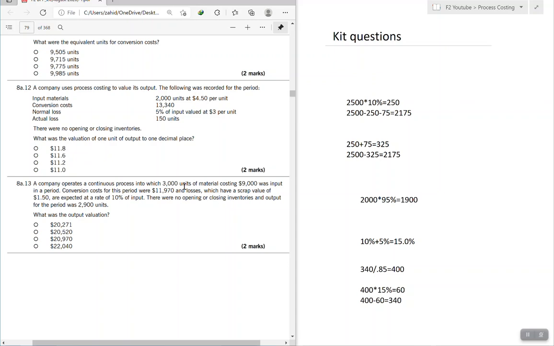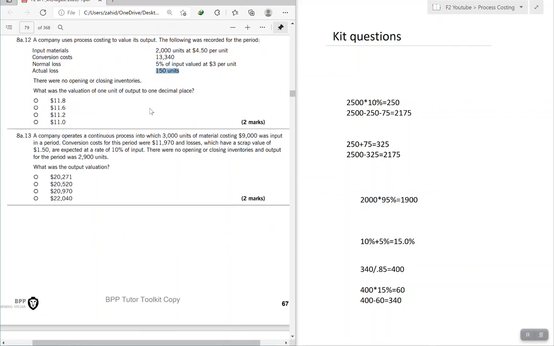What was the valuation of 1 unit of output to 1 decimal place? A company uses process costing to value its output. The following was recorded for the period: input material 2000 at 4.5, conversion cost 13,340, normal loss 5% of input valued at 3, and we have actual loss of 150. I believe you can do it. Remember, conversion cost means labor and overheads.